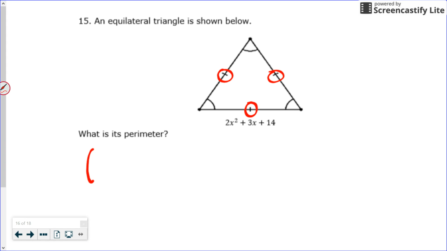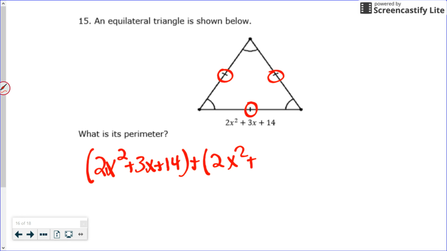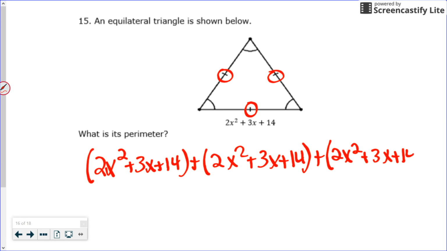So I can either write it out as 2x squared plus 3x plus 14 plus 2x squared plus 3x plus 14 plus 2x squared plus 3x plus 14. Or if you prefer multiplication, you can do 3 times, because you've got 3 of those guys, times 2x squared plus 3x plus 14. Both of these will give you the same answer.